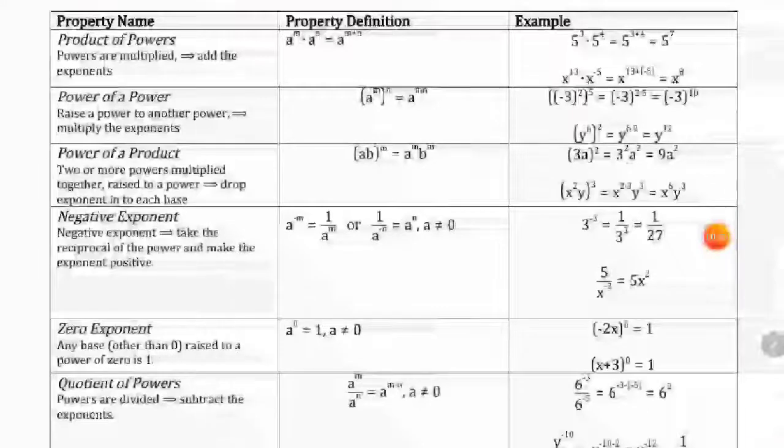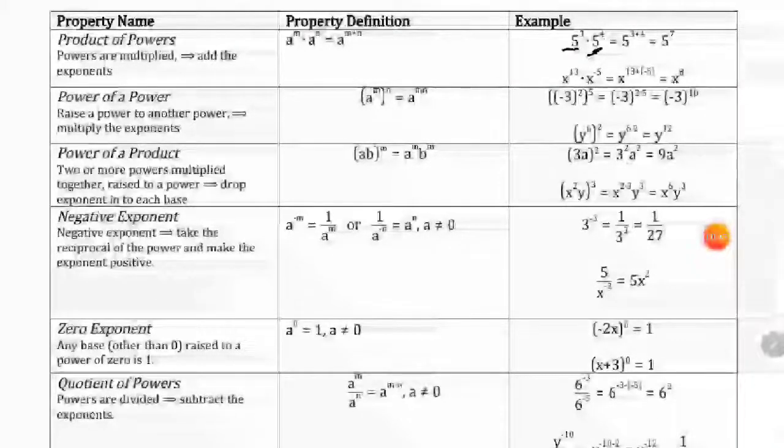If we have powers being multiplied together of the same base, we just add them together. So for example, we have 5 to the third times 5 to the fourth. That means we can just add the exponents together to get 5 to the seventh. Now this only works when we have the same base. So our base here is 5. If there were different bases, then we cannot use this property.